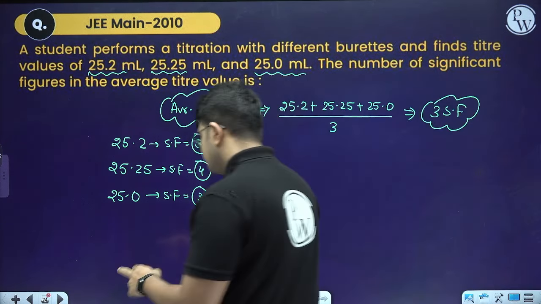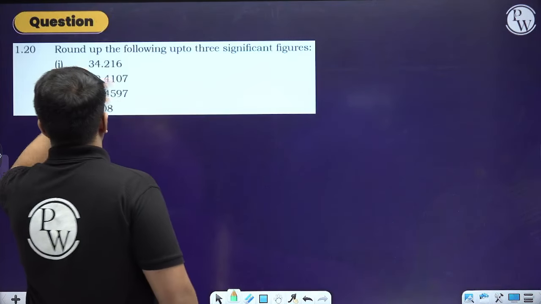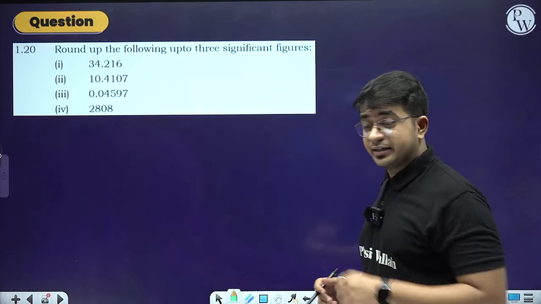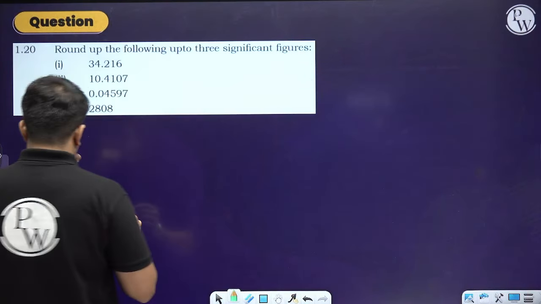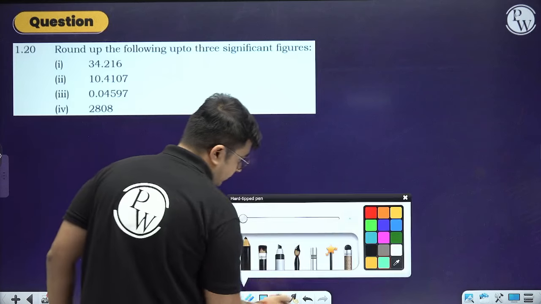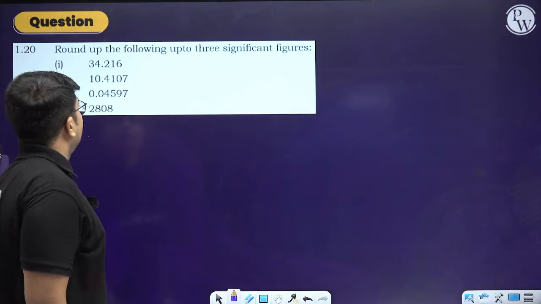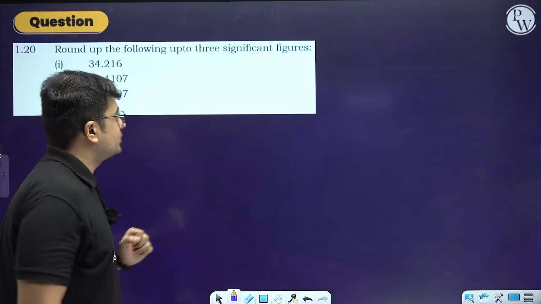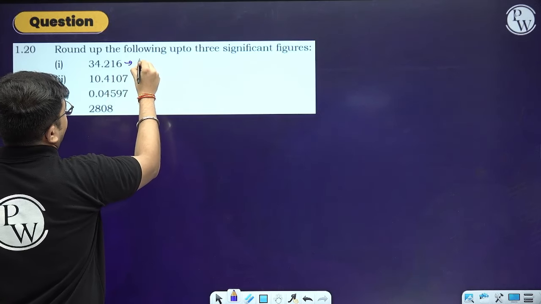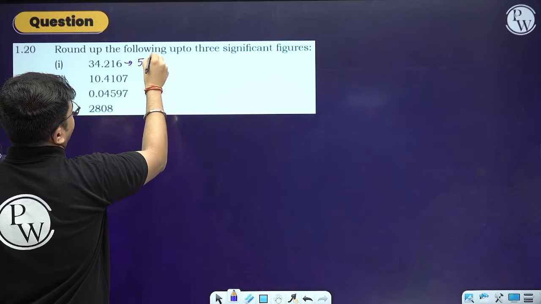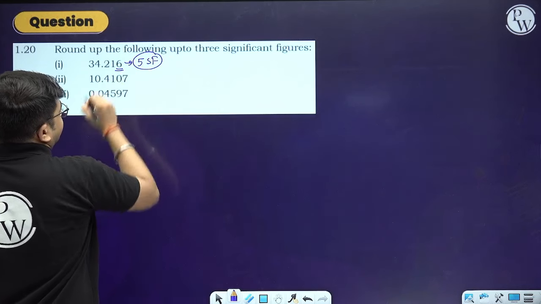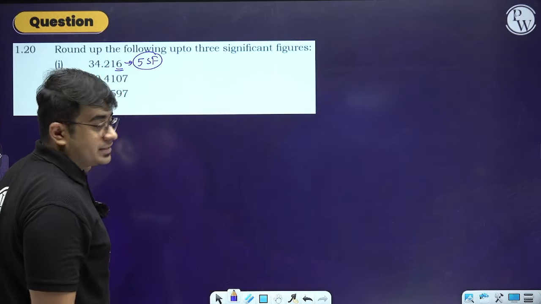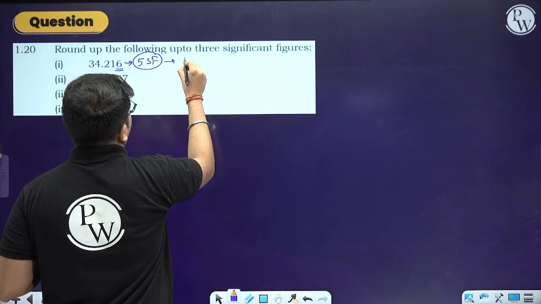Okay. Now the next part is, round off the following up to 3 significant figures. It's a very interesting question. So in this case, if I talk about the first part, you can see 1, 2, 3, 4, 5. Total 5 significant figures are there. So initially we have 5 significant figures. So I need to remove this 6. It is more than 5. So I can add 1 in the preceding number.